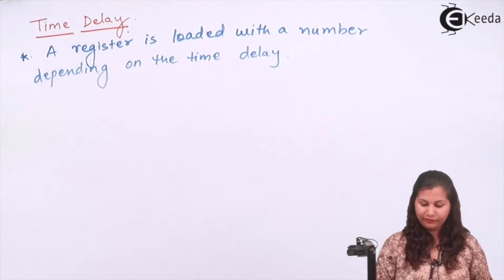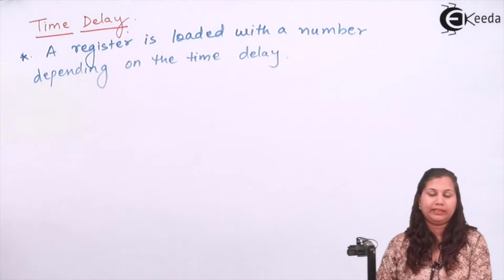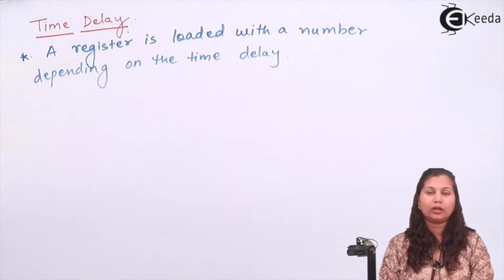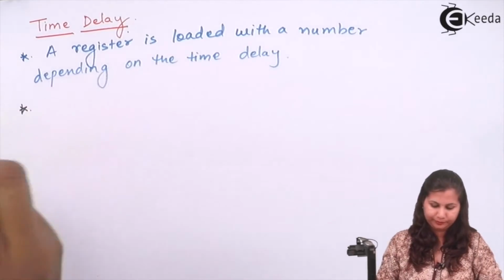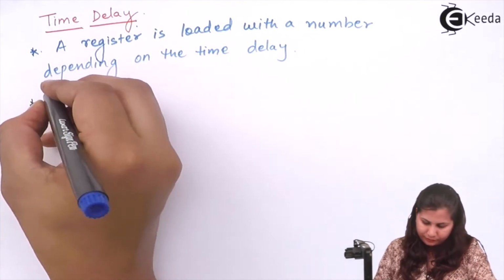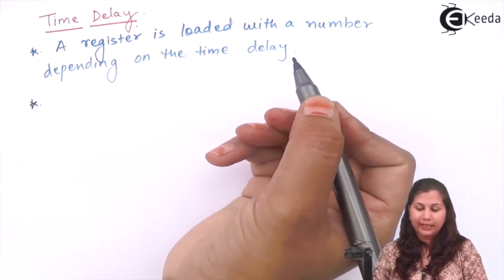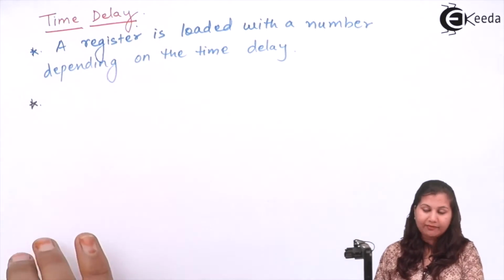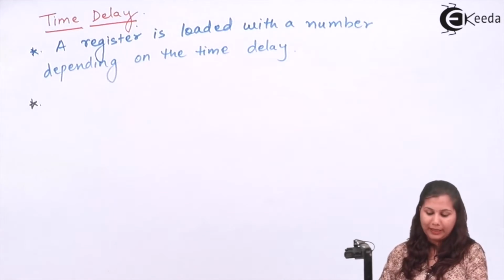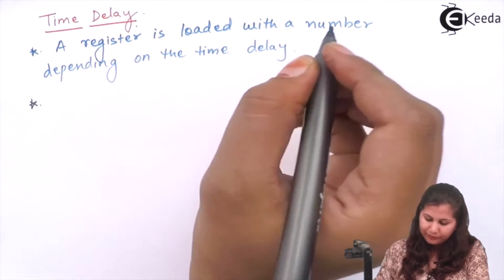So in time delay, we are loading the register with a number depending upon the time delay, like how much time delay we want. Depending upon the time required, we will load that number into the register. Then that number is decremented again and again, and when it has reached zero, the loop comes to an end.